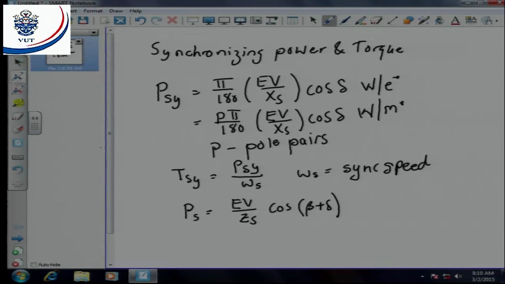In the generating mode, electromagnetic power developed in watts per phase in electrical radian of rotor displacement, P EMG, is equal to E over Z cos beta minus V over Z cos (beta plus delta). Sorry.